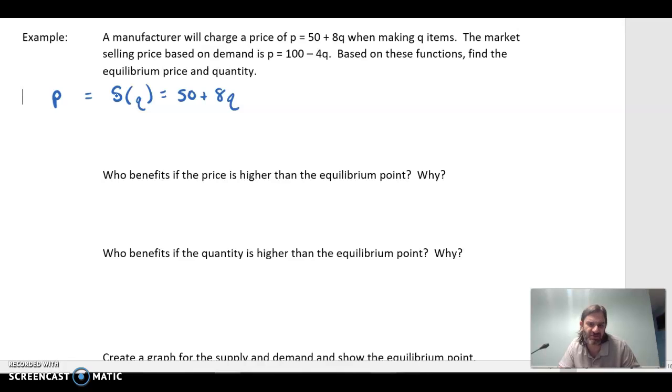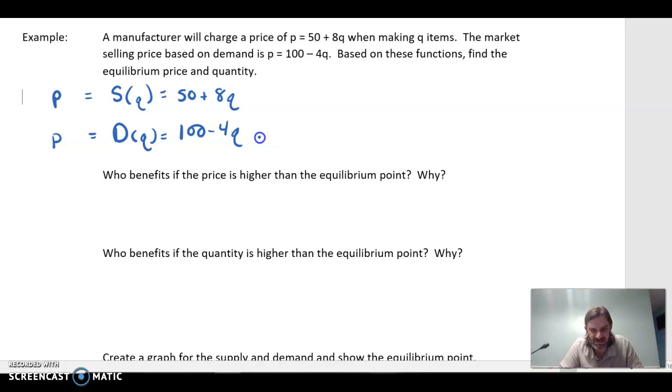The market selling price based on demand is P equals 100 minus 4Q. So the demand function, D of Q equals 100 minus 4Q. So the more things are out there, the less people are willing to pay for them. Okay, that's the demand. If you go to a car lot and there's only one that you like, you're probably willing to pay more than if they have 100 of them. Then you have some to choose from, and they want to get rid of them.